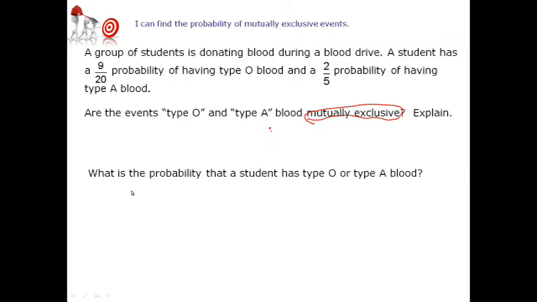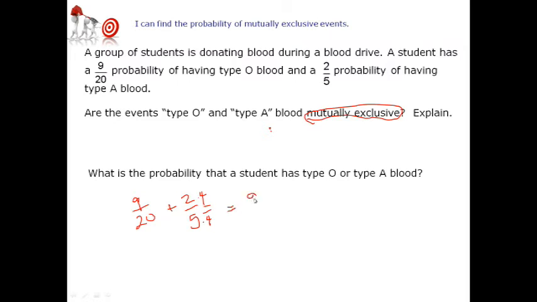So you can have type O or you could have type A, but you cannot have both. So what is the probability a student has type O or type A? So what we're doing here is we're taking everything in the group, we're putting it into one big group where you have a type O, your type A, and so you're just adding them together. So we're taking the group of 9/20ths, we're adding it to the group of 2/5, and then we have to get a common denominator, so we multiply top and bottom by 4.